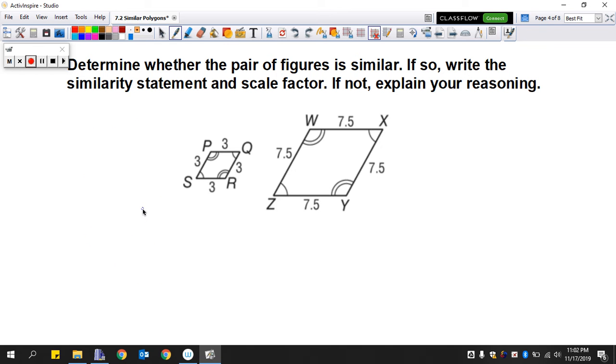Next one. Determine whether the pair of figures are similar. Okay, so the angles are congruent.